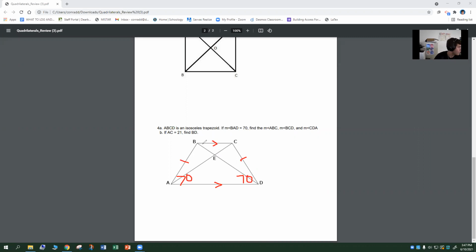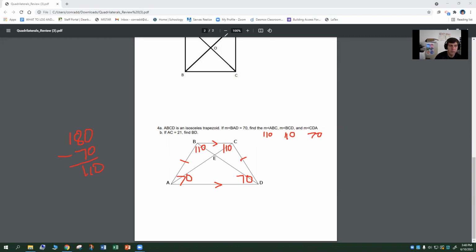Right? And then we know the angles between the bases, so between the parallel lines, are supplementary. So we can do 180 minus 70, and that's going to be 110. So we can say angle ABC is 110, and angle BCD is 110. Okay, so the measure of angle ABC would be 110, the measure of angle BCD would be 110, and the measure of angle CDA is 70.